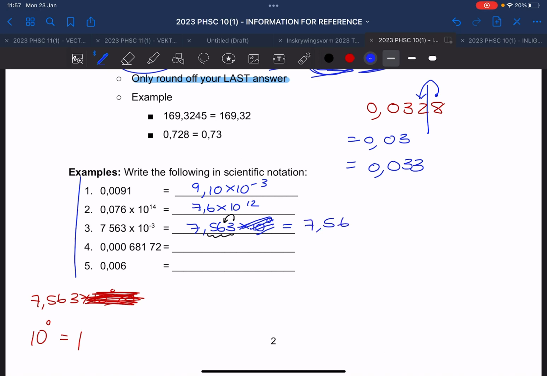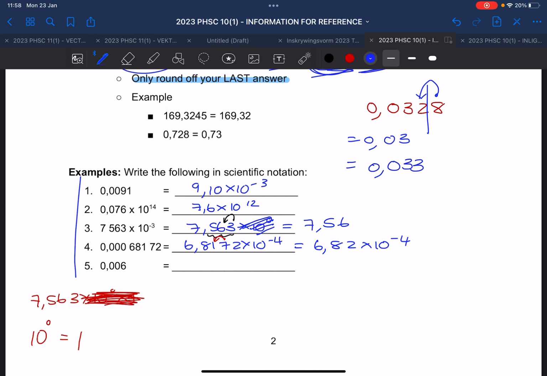All right. Your next one, 0.000068172. Press equal, and that gives you 6,8172 times 10 to the power negative 4. Okay, let's see, we need to round off. Does that 7 influence the 1? Yes, it does. So it becomes 6.82 times 10 to the power negative 4.